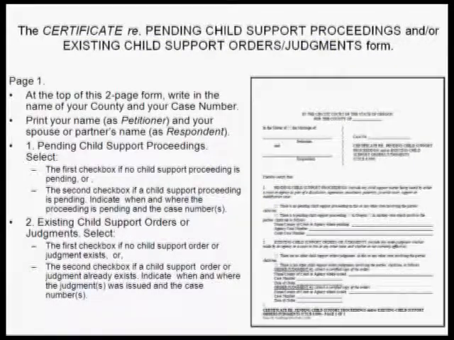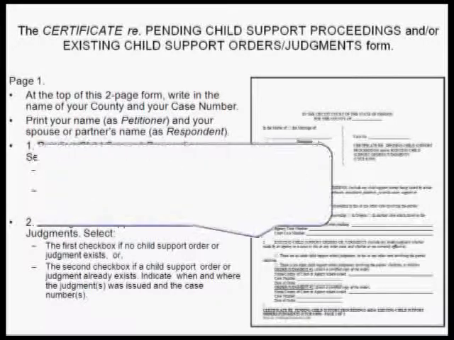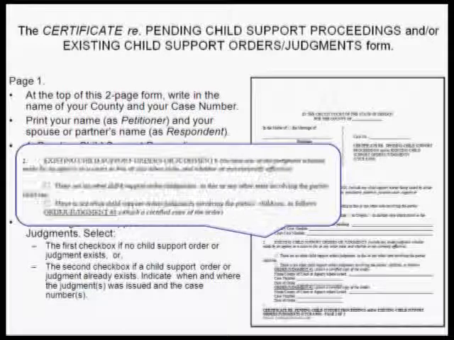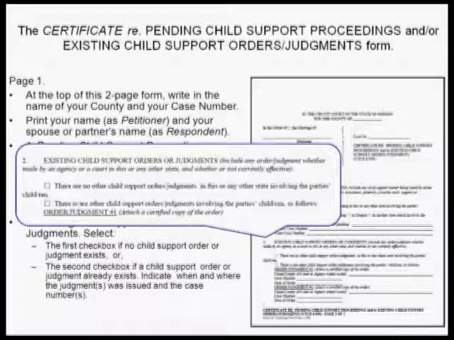2. Existing child support orders or judgments. Select the first checkbox if no child support order or judgment exists, or the second checkbox if a child support order or judgment already exists. Indicate when and where the judgment was issued and the case number.